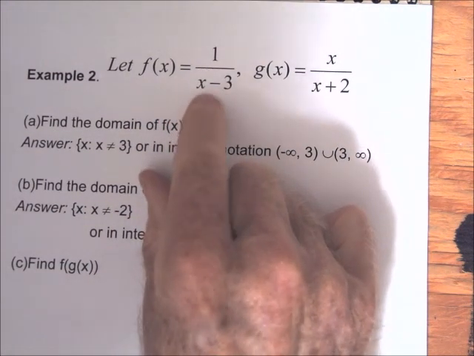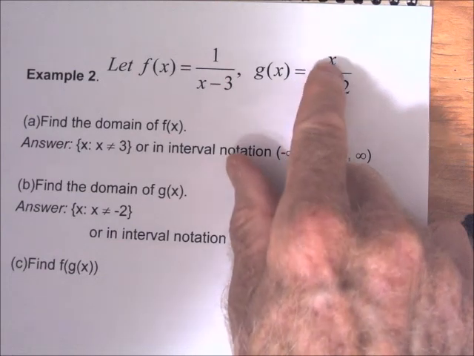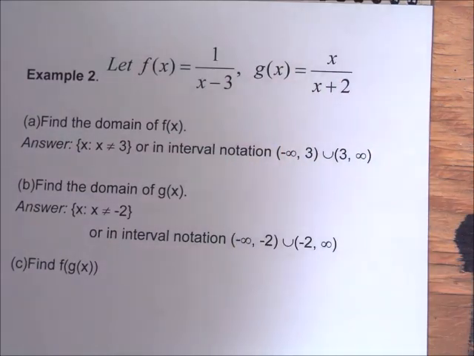f of x is 1 over x minus 3. g of x is x over x plus 2. By the way, both of these are hyperbolas. They're transformations of the function 1 over x, which is a hyperbola. For the domain, with fractions, the only thing to be concerned about is the denominator.